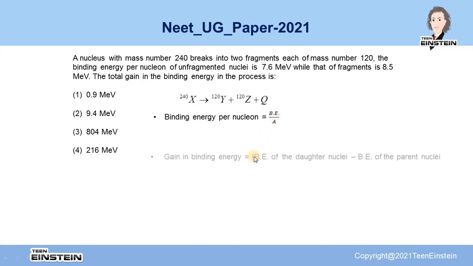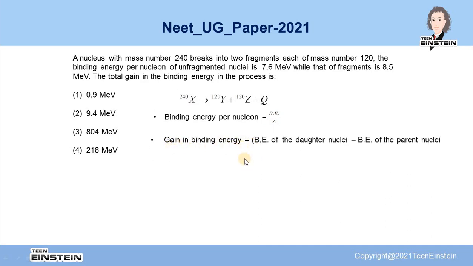Now, how to calculate gain in binding energy? It is very simple. You have to subtract the total binding energy of the parent nuclei from the total binding energy of the daughter nuclei. Now you have to find out what is the total binding energy of the parent nuclei. See, the binding energy per nucleon is given, that is 7.6 MeV. Then you have to multiply by 240 to get the total binding energy, because this is binding energy per nucleon.